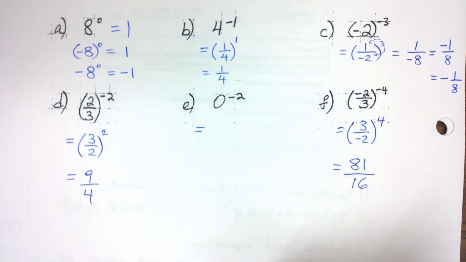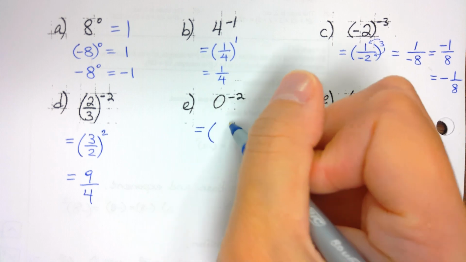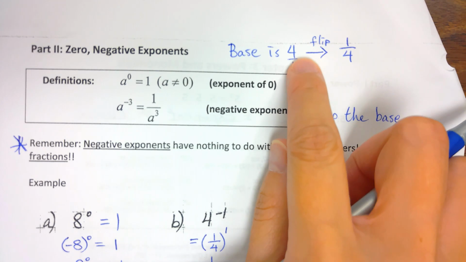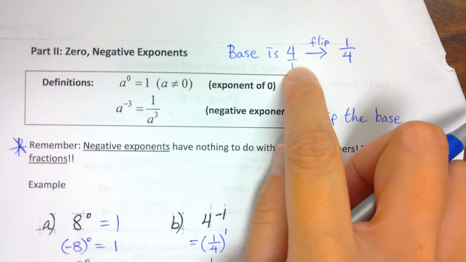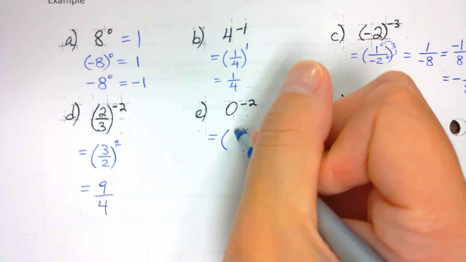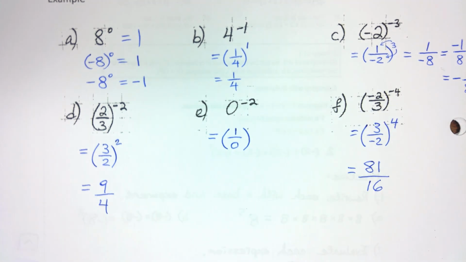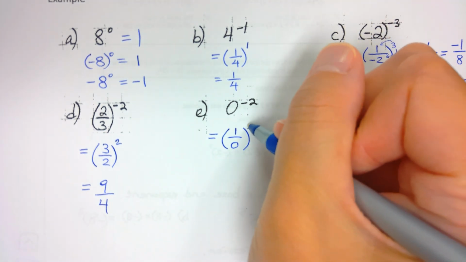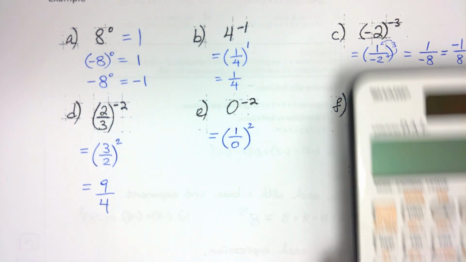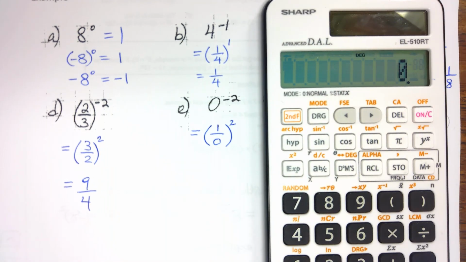What's my base right here? 0. If I flip my base, what's my base? Oh, any whole number, remember any integer, I can put it over 1. So even 0. 0 over 1, I flip it, it's 1 over 0. Okay, same rule applies even for whatever your base is. And then to the exponent too. If you try on your calculator, 1 divided by 0, what do you get? Error. There's no such thing.